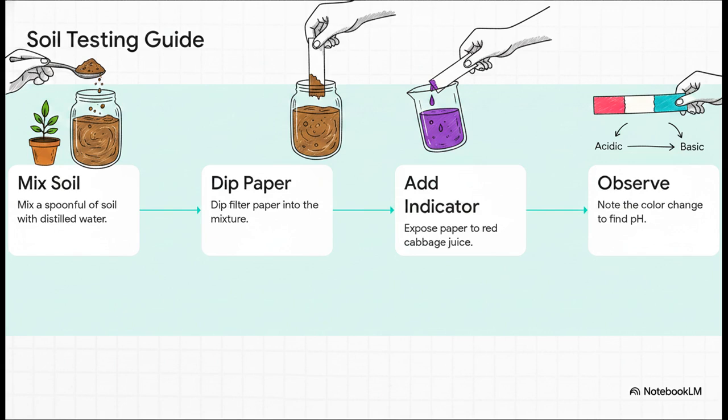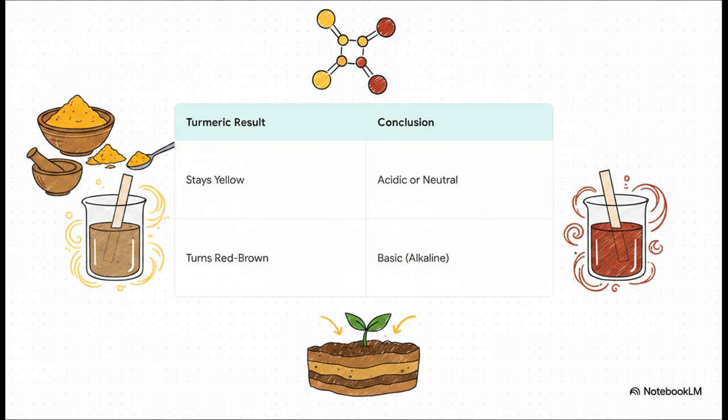You can absolutely use the juice from that red cabbage we were discussing earlier. Step 4. Observe the magic. If the cabbage juice on the paper turns pink or reddish, your soil is acidic. If it turns bluish-green, your soil is basic. And hey, if you don't happen to have a red cabbage lying around the fridge, here is a brilliant alternative: turmeric paste. Turmeric acts as a fantastic natural indicator too. Just expose your soil water paper to a little turmeric. If the turmeric stays its natural yellow color, your soil is either acidic or neutral. But if that turmeric turns a deep, dark, reddish brown, you have basic alkaline soil on your hands.